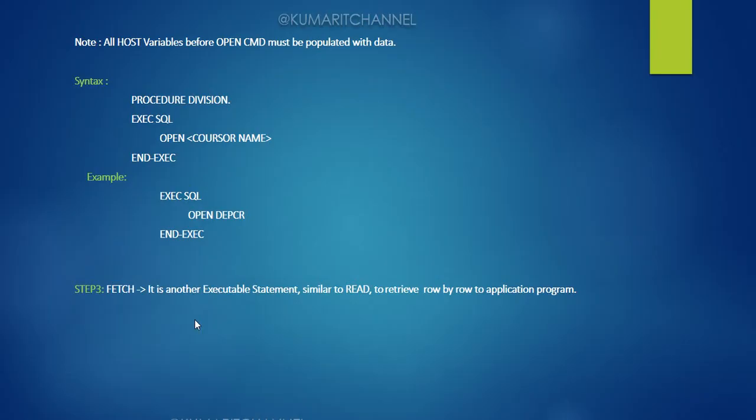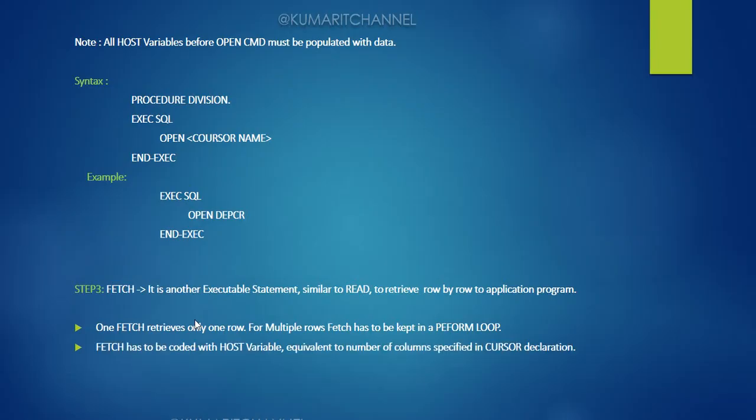Initially, when we have declared and opened the cursor, it points at the first record, but we didn't fetch that. So now we need to fetch it, that means to read it. So how do you retrieve? You can use any of the performs, whichever you are comfortable with, either a simple perform or a looping perform.